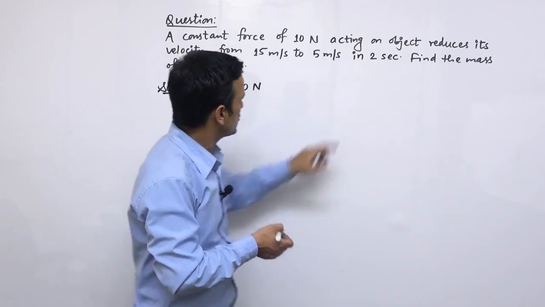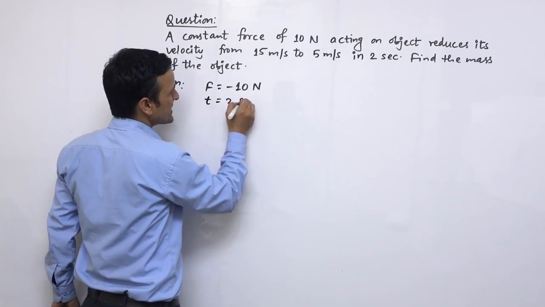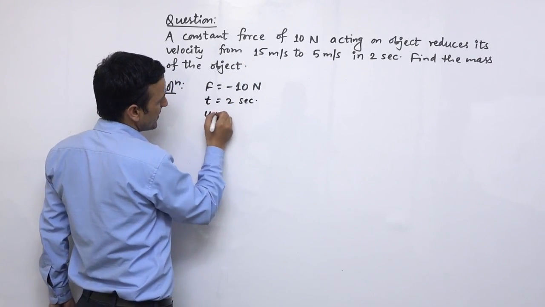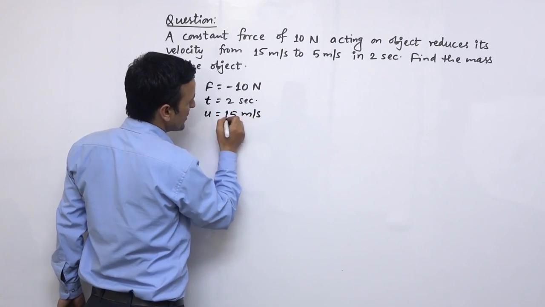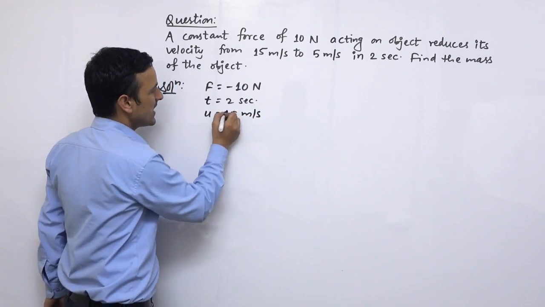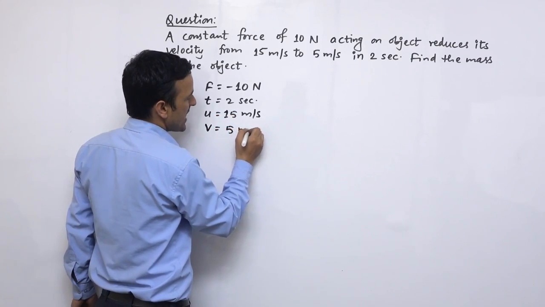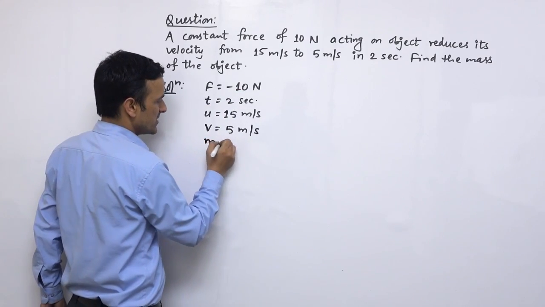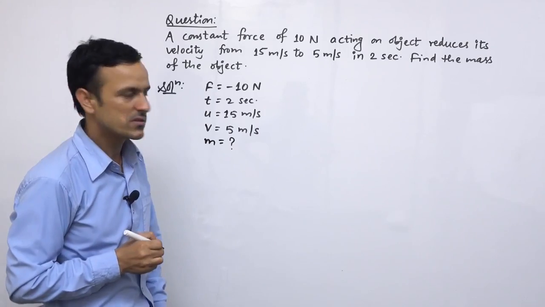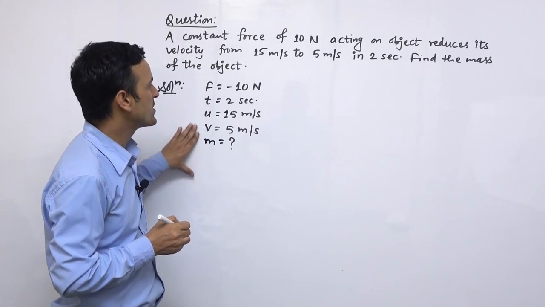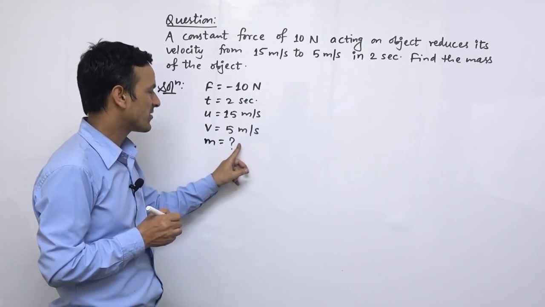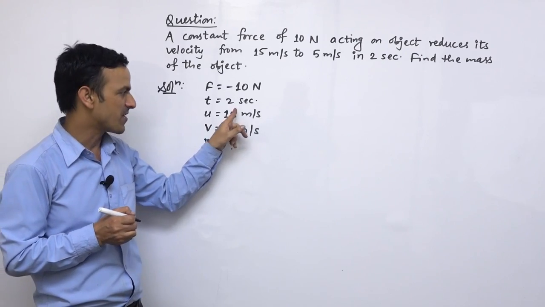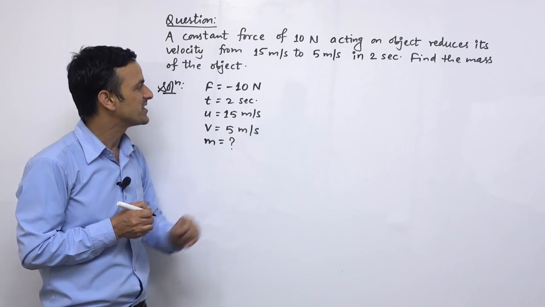So the time is given, it is 2 seconds, and the velocity is here. So this is the initial velocity. First, the starting velocity is 15 meter per second and the final velocity is 5 meter per second. So we have to find the mass of the object. With the help of this information, we have to find the mass of that object. If a retarding force is applied to change its velocity from 15 to 5, then what is the mass?